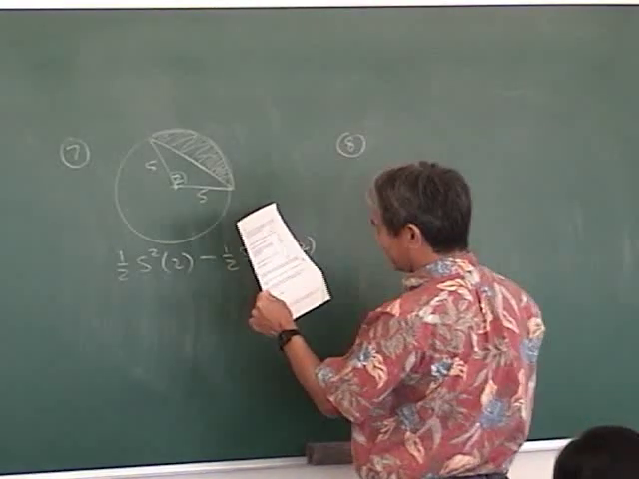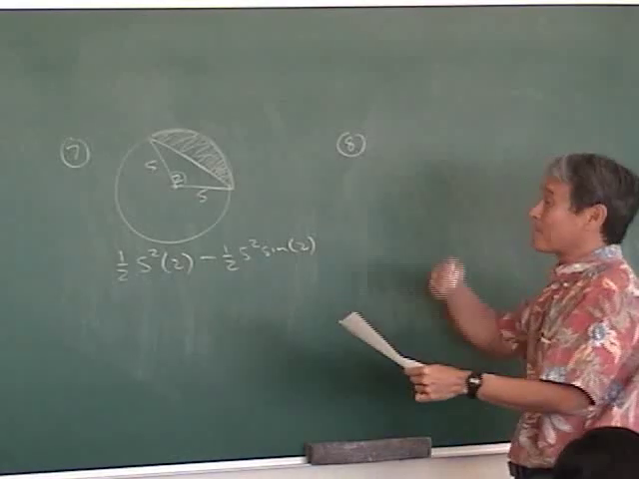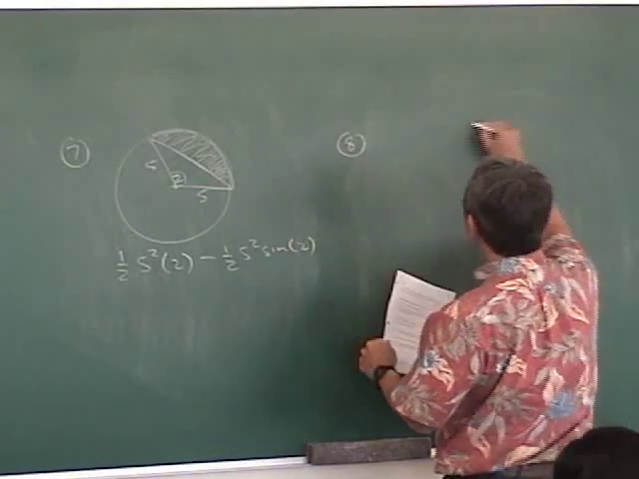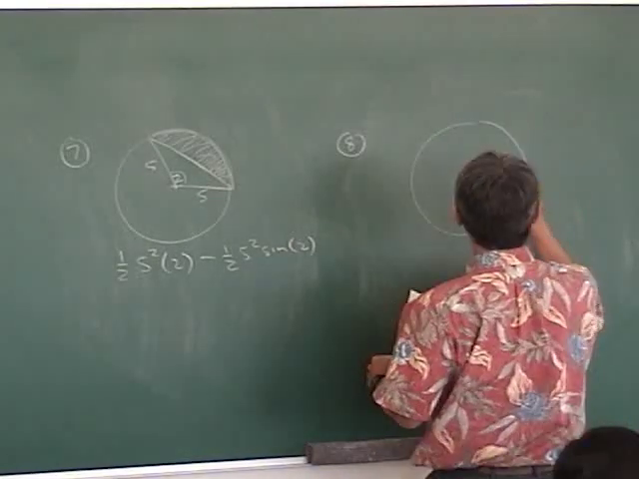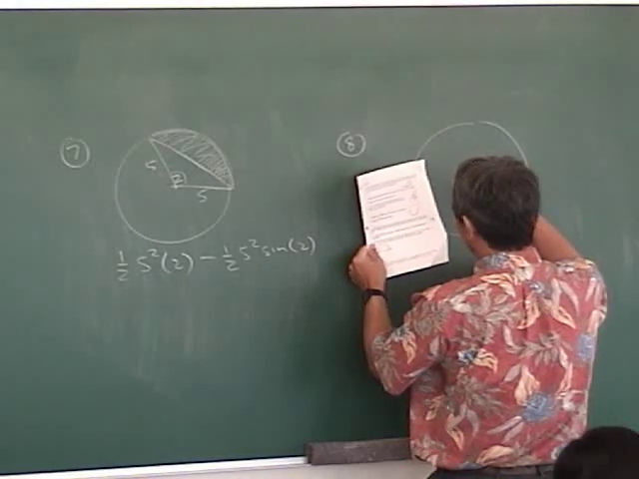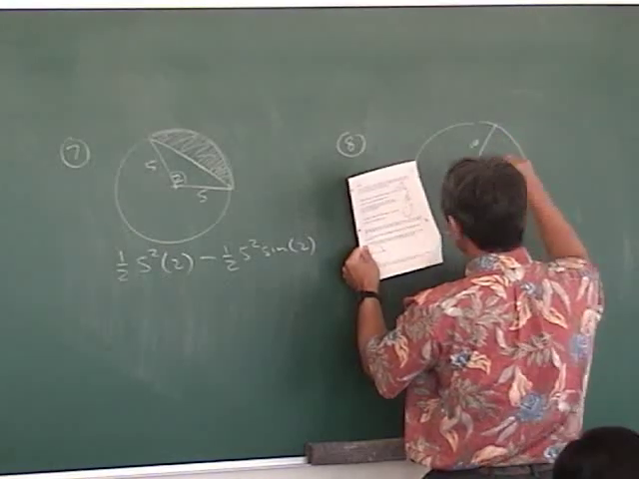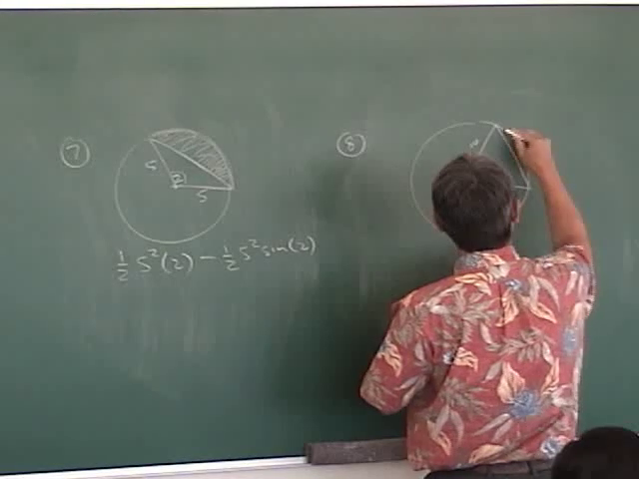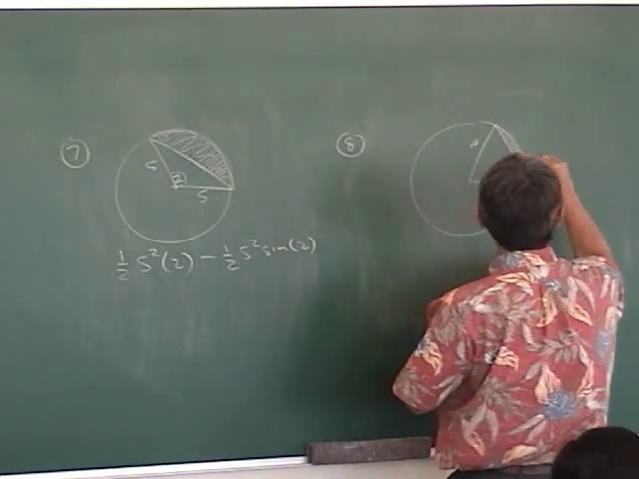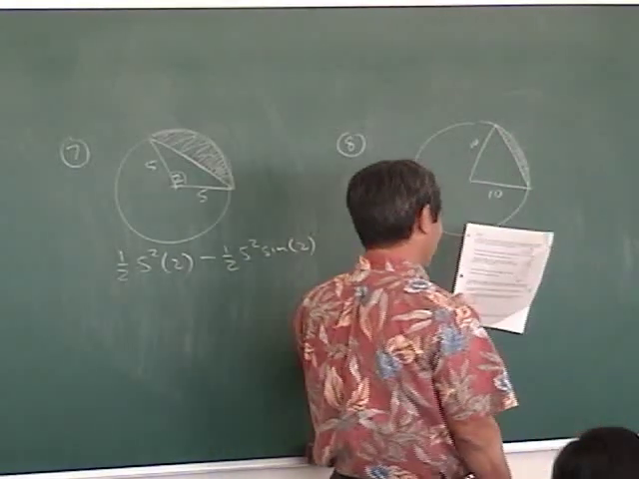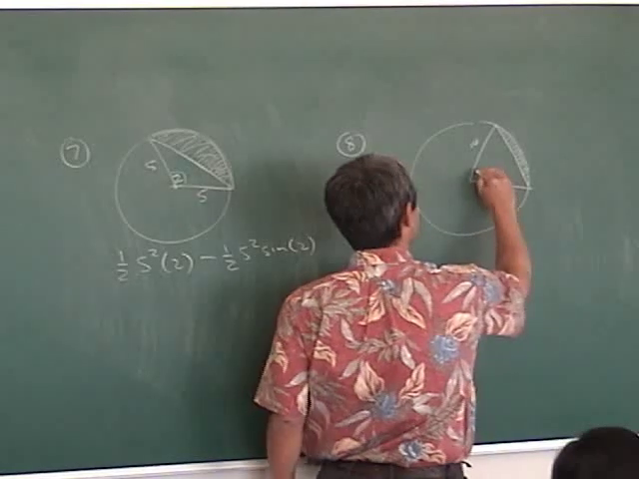Okay, number 8. This is the same problem except I'm asking for a different thing. You have a circle of radius 10. There is a segment with area 95 square units right there. This region is 95 square units right there. What's the measurement of the central angle?